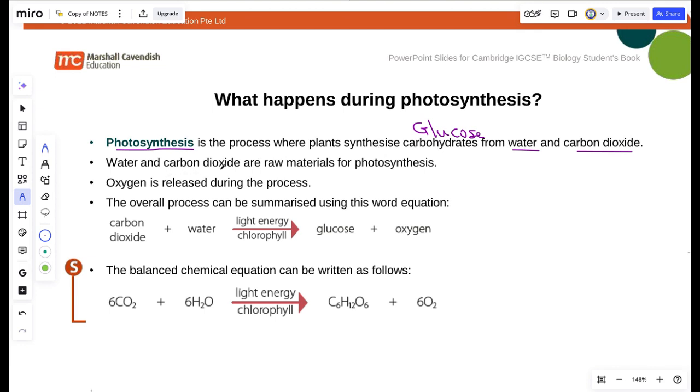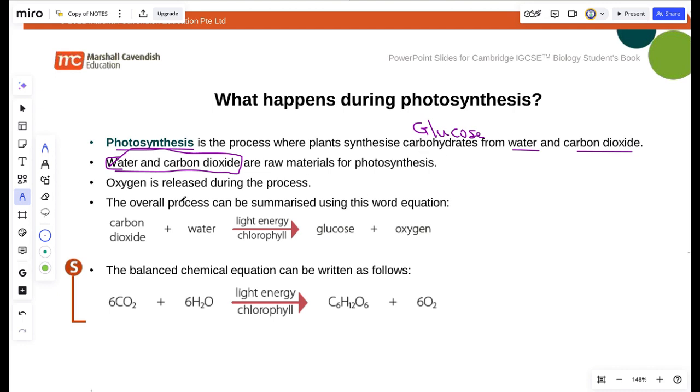Now, water and carbon dioxide are the raw materials for photosynthesis. They are the basic raw materials outrightly needed in order for the plant to make its own food. If you don't have these two ingredients, there's no way the plants can make glucose or carbohydrate for you. Is that okay?